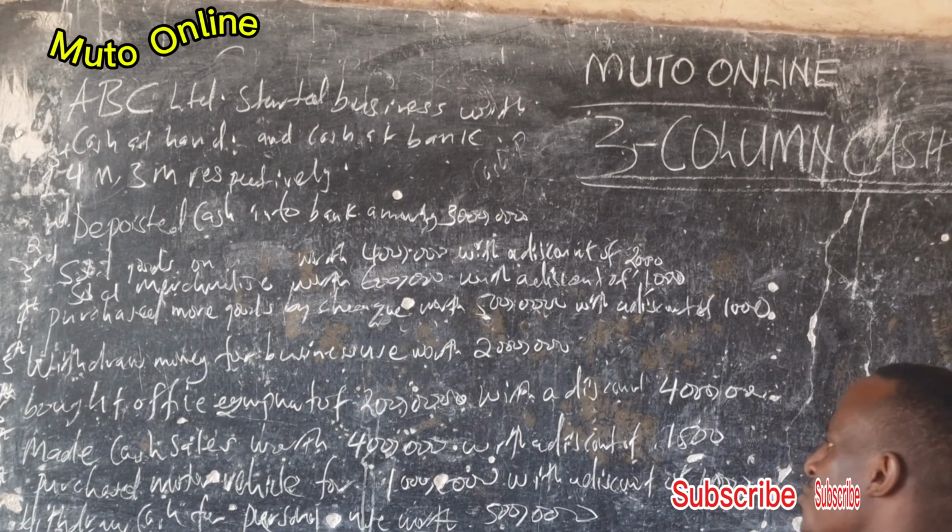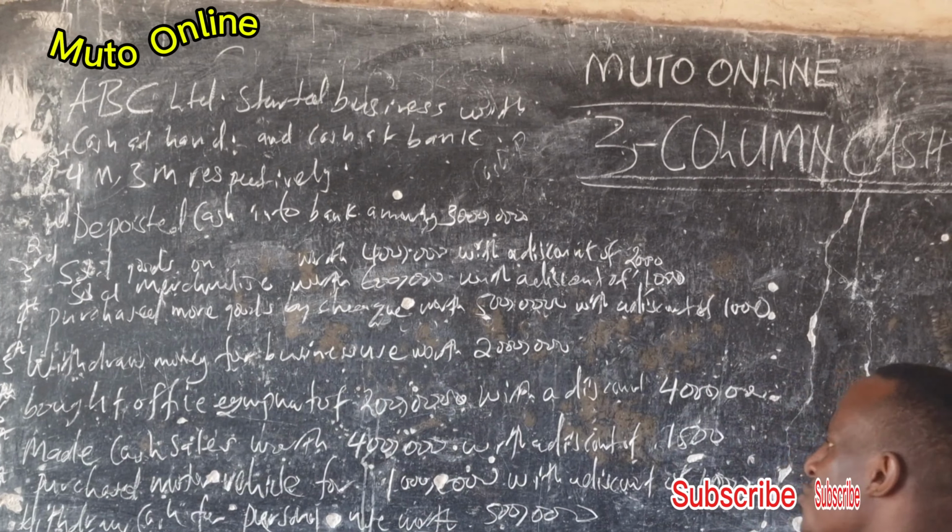But dear viewers, as I told you, it has its format of how we can do it. A 3-column cash book has the date, and this is the debit side, and this is the credit side. On the debit side, it has the date, the details, the posting reference, the voucher number, the discount allowed, cash, and bank columns. Likewise on the credit side, it has the date, the details, posting reference, voucher number, discount received, cash, and bank columns. That is a 3-column cash book.